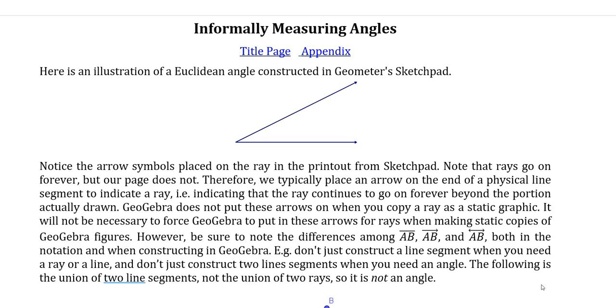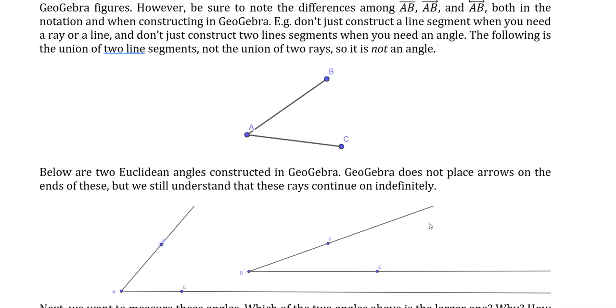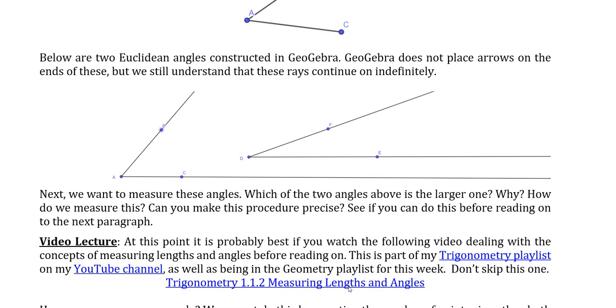Let's talk a little bit more about measuring angles. Hopefully you watched the last video we had on trigonometry, measuring lengths and angles. In that we looked at some angles like this. Remember, an angle is the union of two rays with a common endpoint. These technically should probably have arrows on the end to show that they go on forever and make rays.